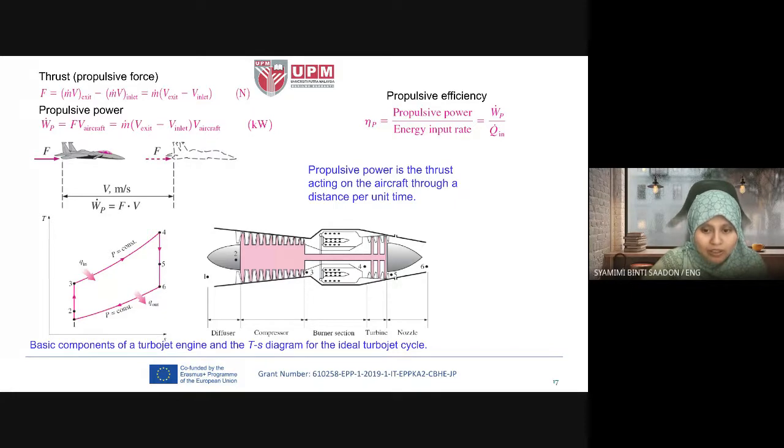Compared to the gas turbine closed cycle just now, where we only have the compressor, burner or combustion chamber, turbine, and then evaporator, here for the aircraft engine we have a diffuser and we have a nozzle, but we don't have a condenser.